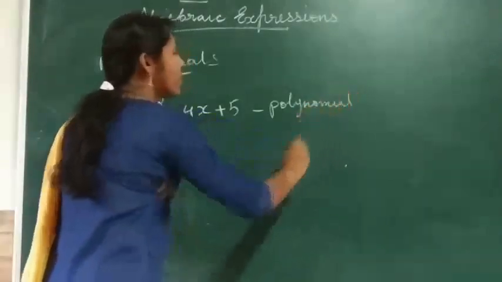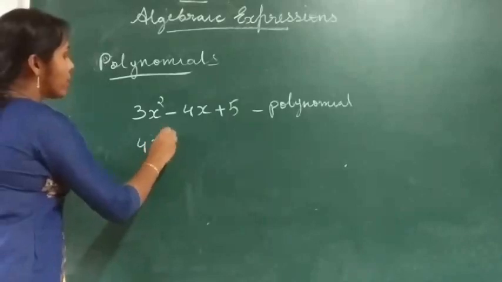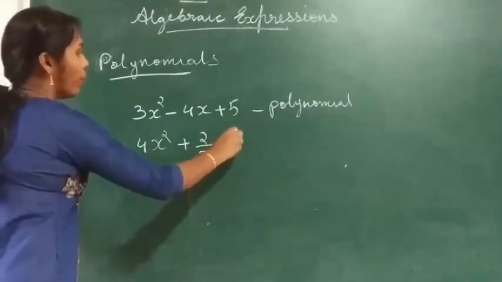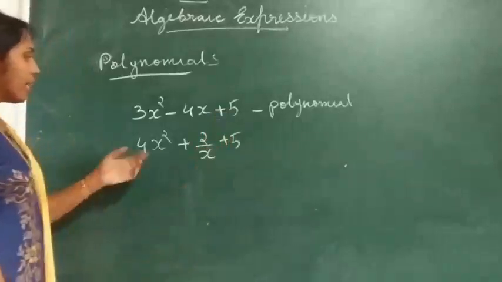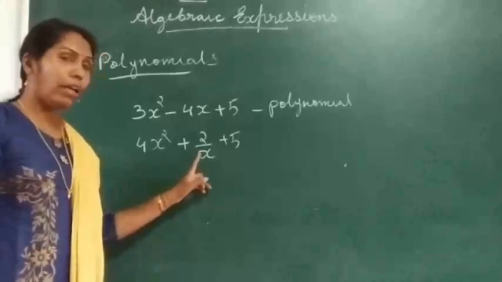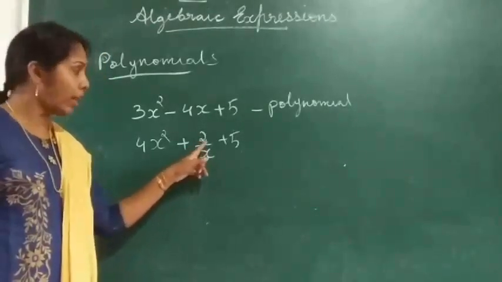Now let us consider another algebraic expression: 4x square plus 2 by x plus 5. Here the power of x is 2. In the second term, what is the power of x? By using the law of exponents, we have to take 1 by x as x to the power minus 1.